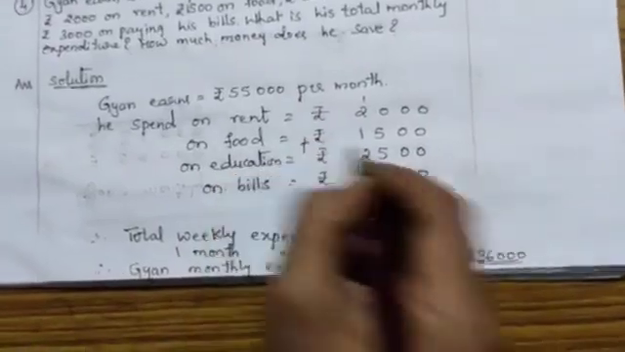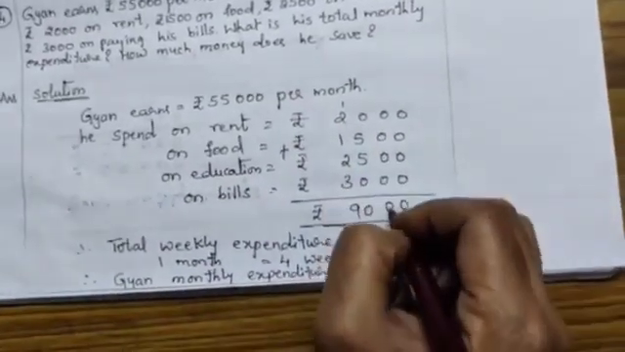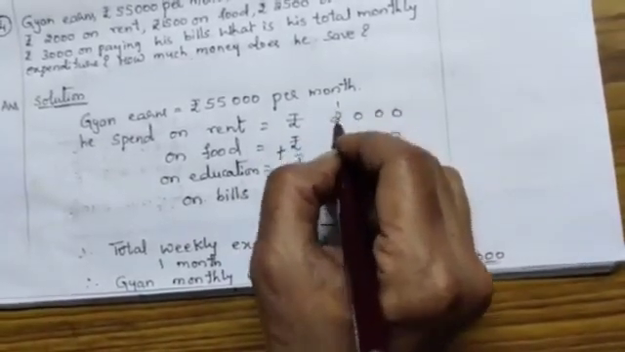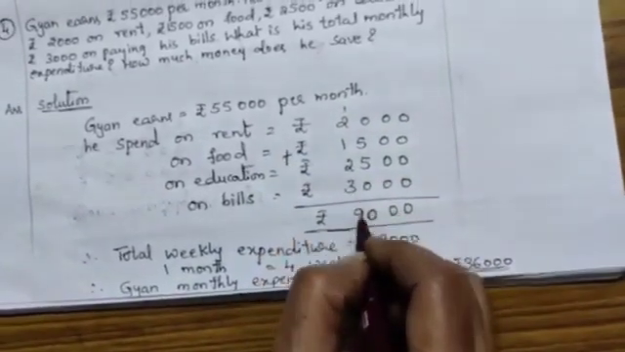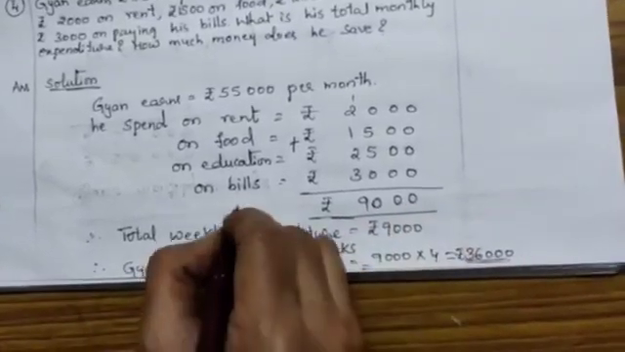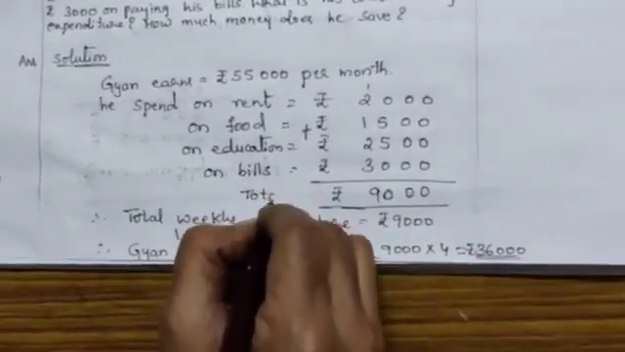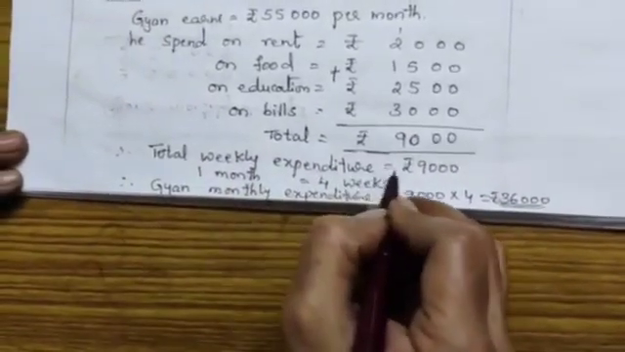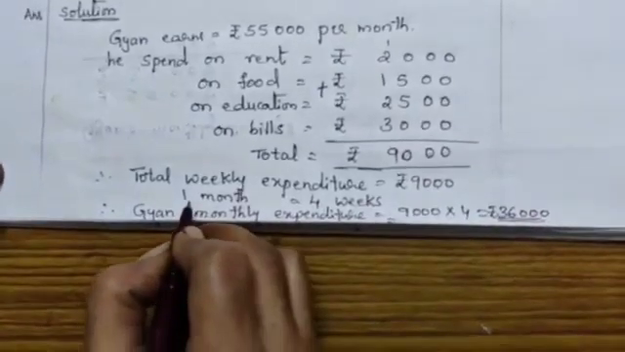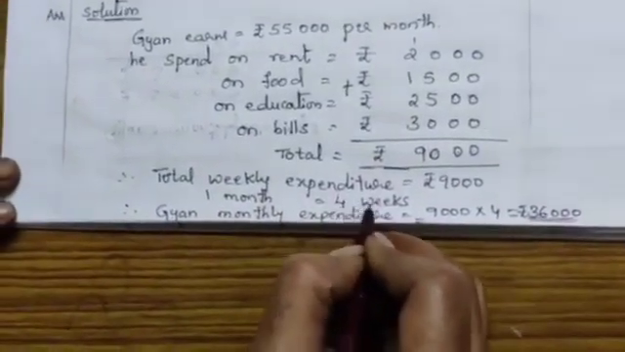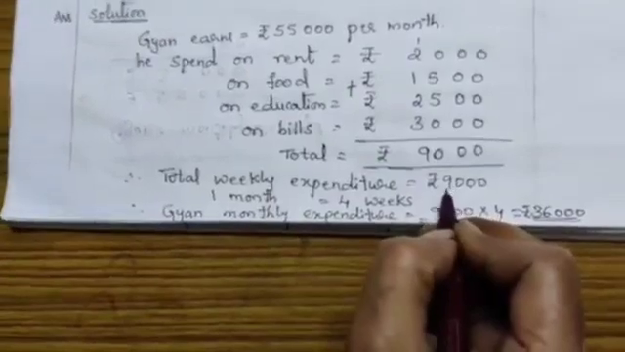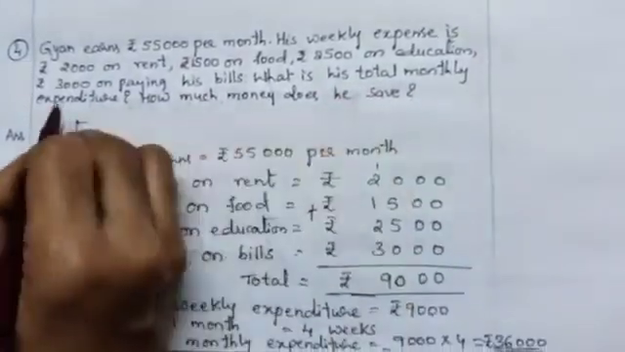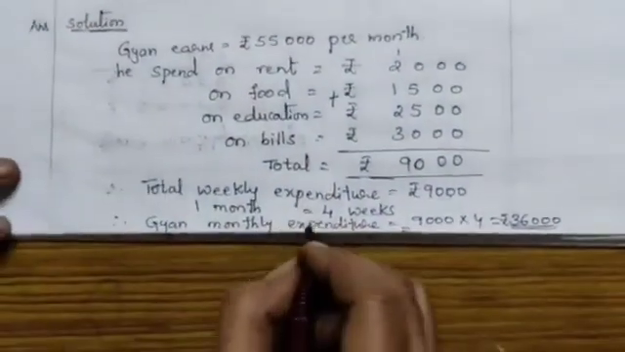Add. 0, 0, 5 plus 5 is 10, 1 carry, 3, 4, 5, 6, 7, 8, 9. Rupees 9,000. Total weekly expenditure is rupees 9,000. 1 month is equal to 4 weeks. This is the weekly expenditure, so we have to find monthly. The question asks for the total monthly expenditure.